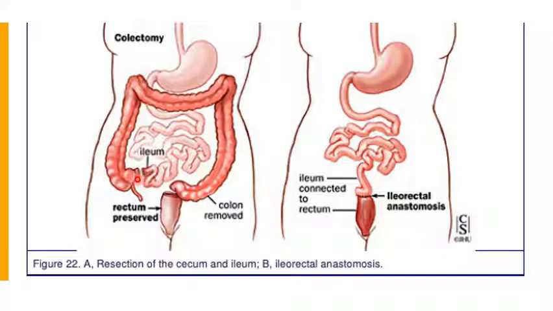Okay, the colon is removed and the cecum is removed, and the ileum is connected to the rectum. This is an ileorectal anastomosis. So for example, it's Crohn's or ulcerative colitis affecting the whole colon. So you just remove the whole thing and connect the ileum directly to the rectum.